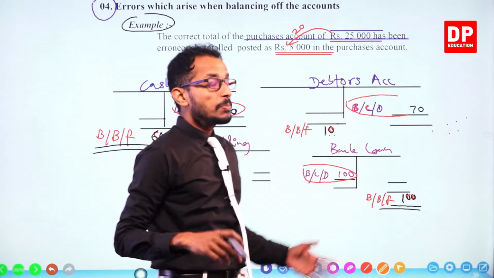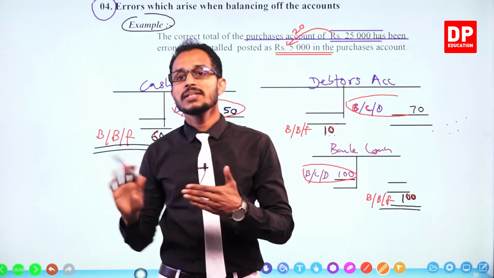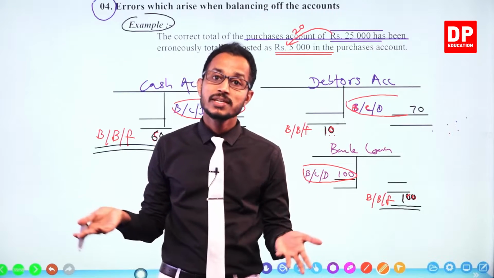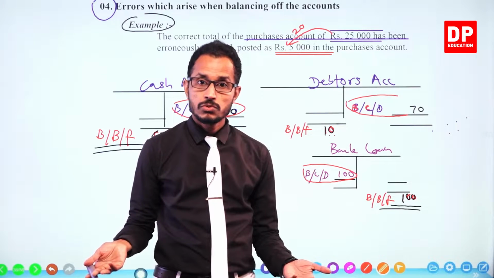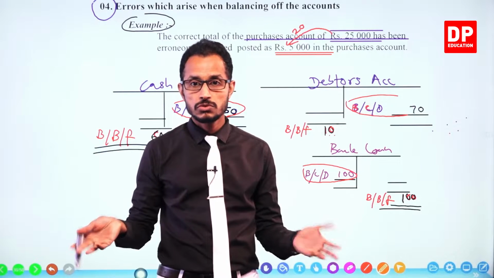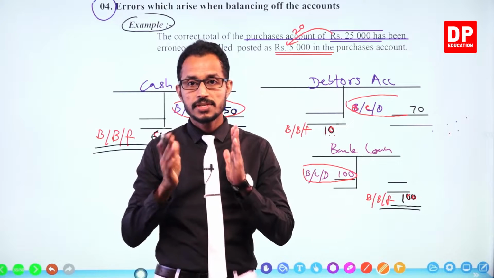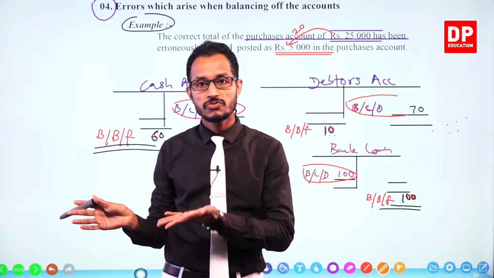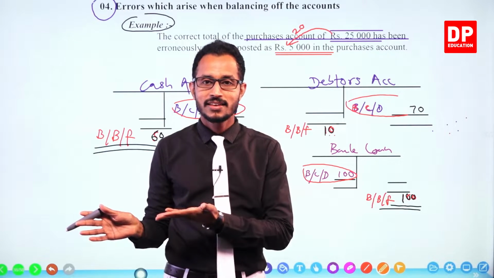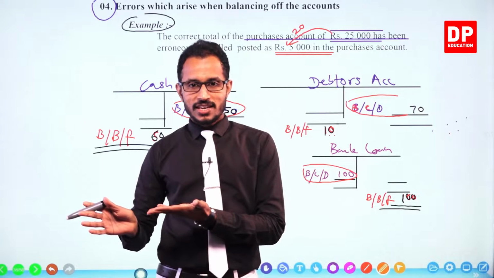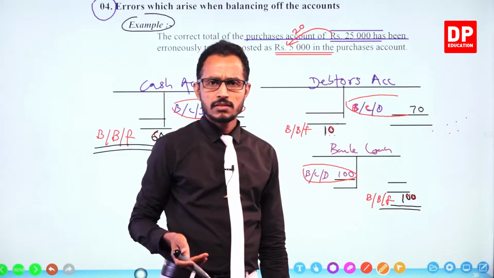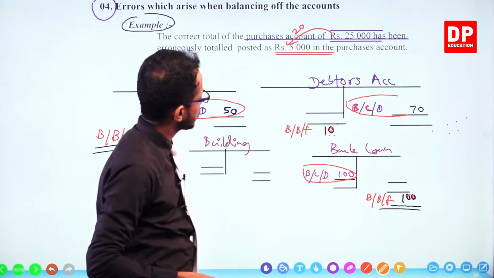And the purchases account normally has a balance on the debit side. Usually the purchases account balance is on the debit side, and the debit side is now 20,000 understated. What should you do to correct it if the debit side is lesser by 20,000? You enter 20,000 to the debit side. That's it.